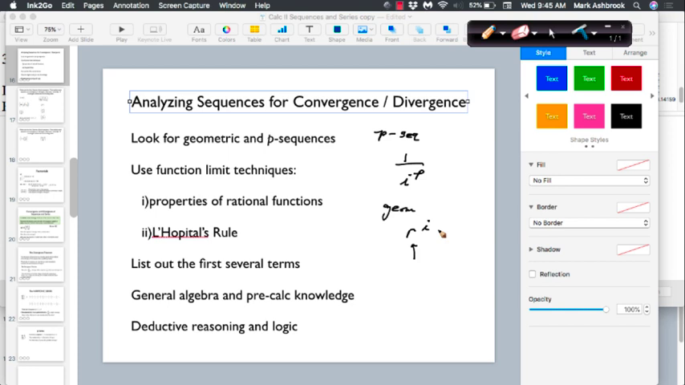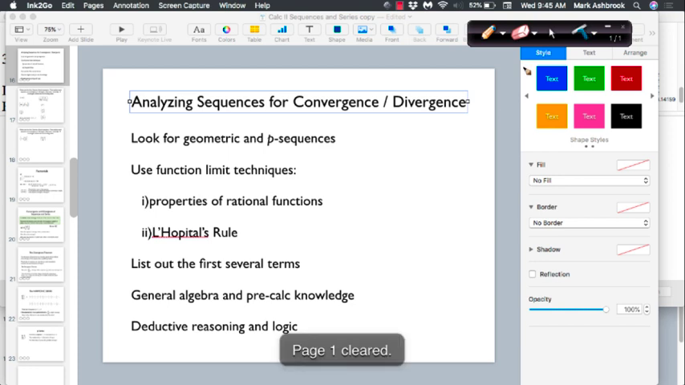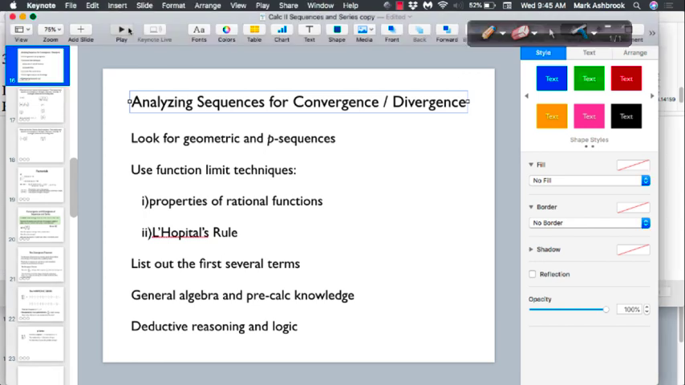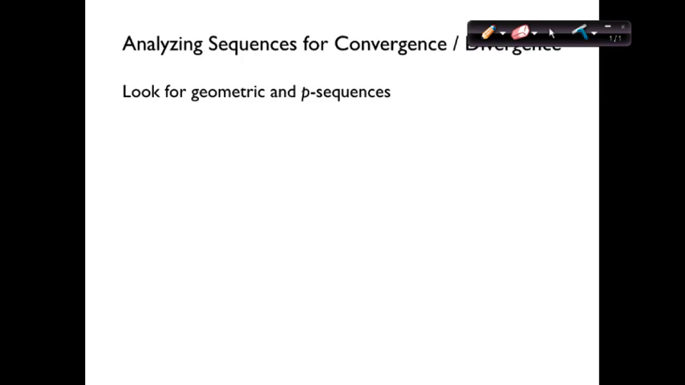Okay, so then we want to talk about just analyzing sequences in general for convergence and divergence. So we want to be on the lookout for our geometric and P sequences. Okay, when does a P sequence converge? What do we find out? When P is greater than 0, positive, right? When does a geometric sequence converge? When R is between -1 and 1. Okay, so we analyzed those last time. So we're always on the lookout for those.